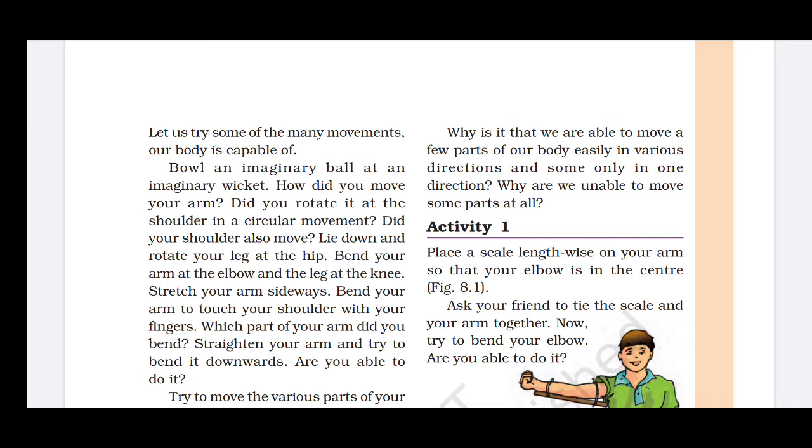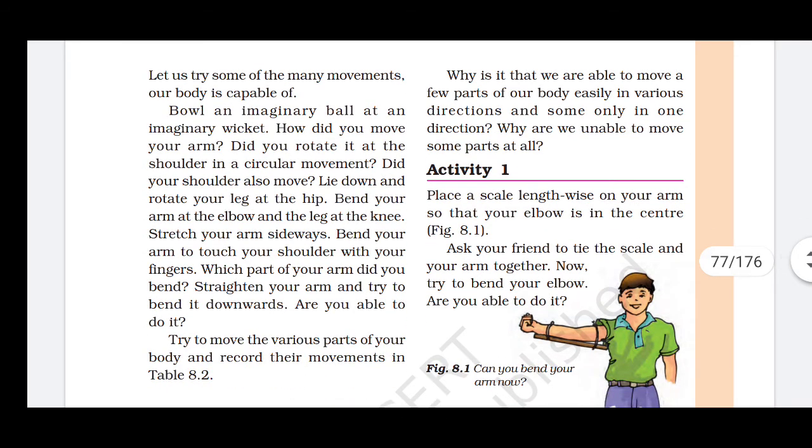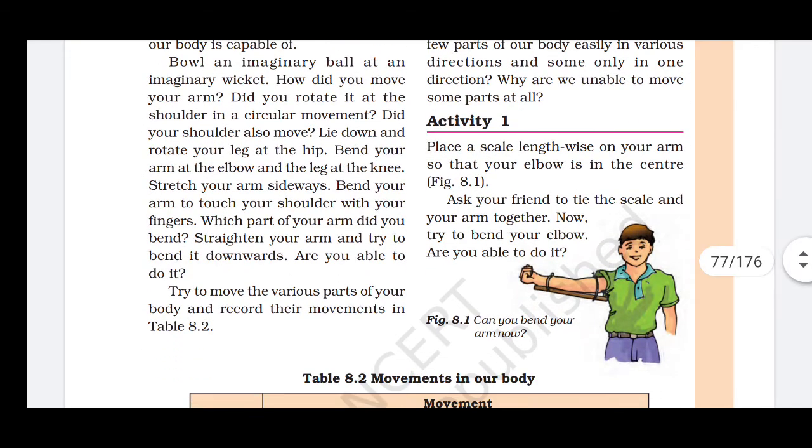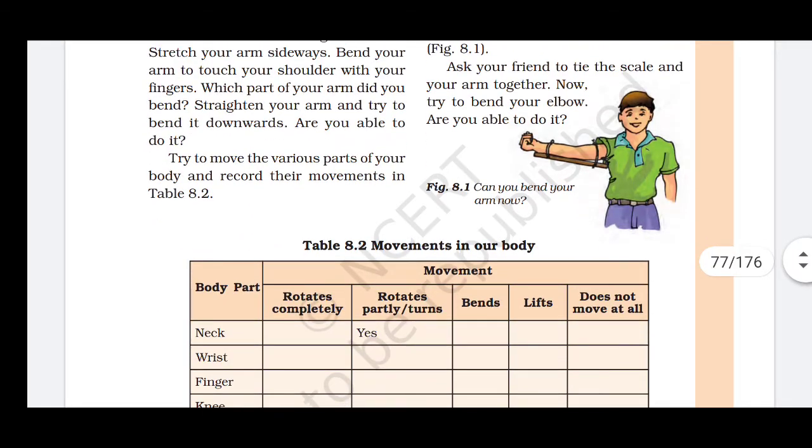Stretch your arm sideways. Bend your arms to touch your shoulder with your fingers. Which part of your arms did you bend? By doing different exercises we move different parts of our body. Straighten your arm and try to bend it downwards. Are you able to do it? Try to move the various parts of your body and record their movements in table 8.2.